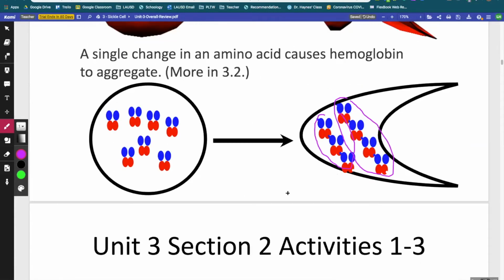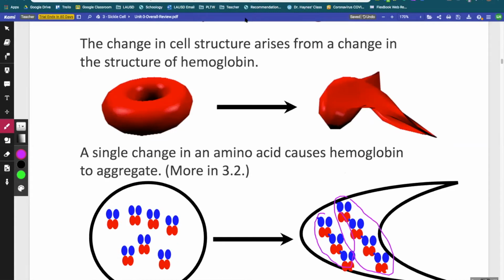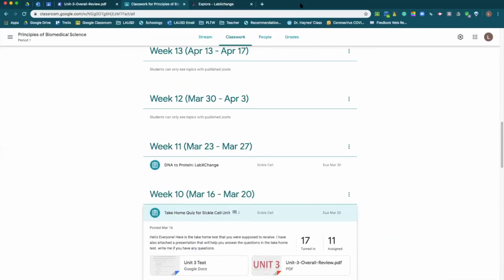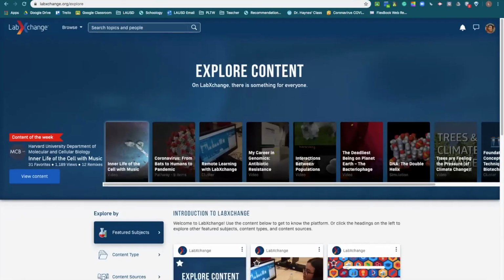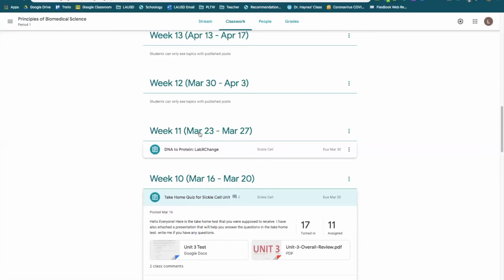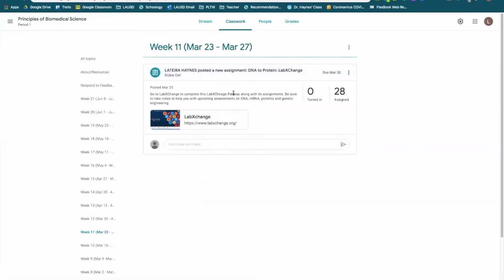So I'm going to stop here for that part of the lesson, and I want you guys to see how to sign into Lab Exchange. And if you're on a computer, I'd love it if you open a tab to try to sign into Lab Exchange. So I'm going to open a new tab here. All right, so in Lab Exchange, remember, this is in week 11. Right here, this is the assignment. It says go to Lab Exchange to complete this Lab Exchange pathway along with this assignment, and be sure to take notes to help you with upcoming assessments on DNA, RNA, proteins, and genetic engineering.